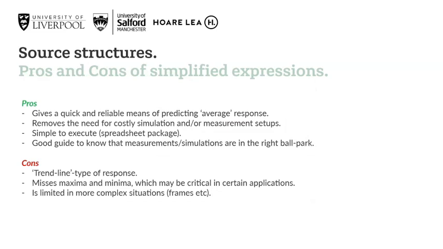So, to summarise what we've seen in this presentation, it's probably best to think of it as a series of pros and cons. Thankfully, the pros outweigh the cons, but hopefully you'll see that using simple expressions for source mobility gives us a quick way of predicting the average response. It removes the need for costly simulation and measurement setups if we are working in an engineering level of prediction. And it's simple to execute. We don't need any coding experience or fancy software. All of the equations that you've seen can be executed in a spreadsheet package.